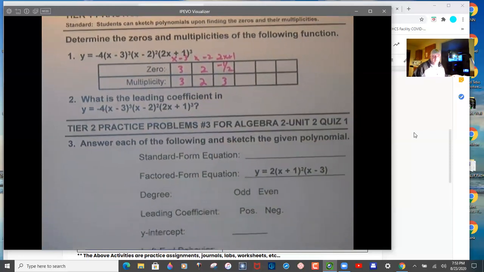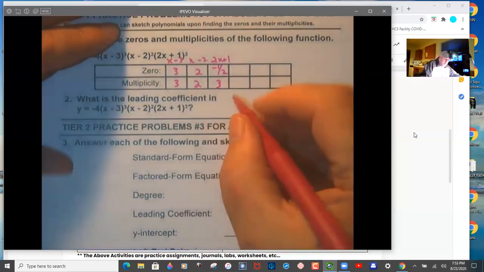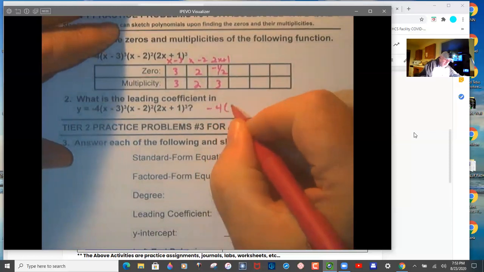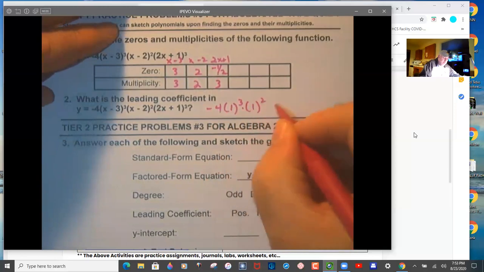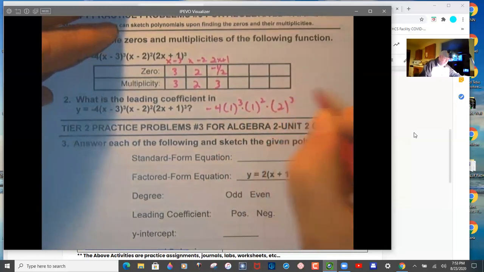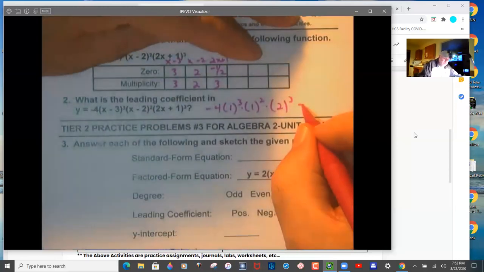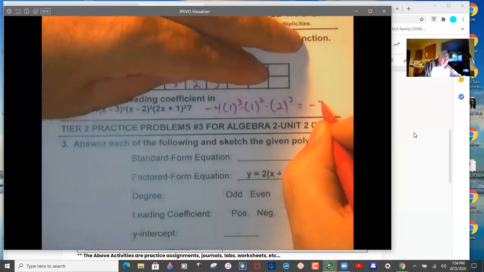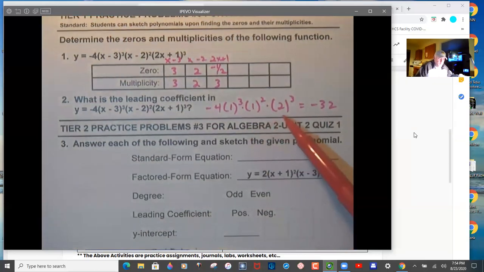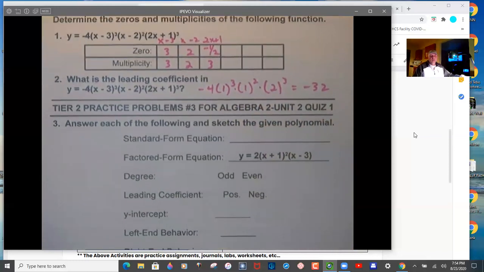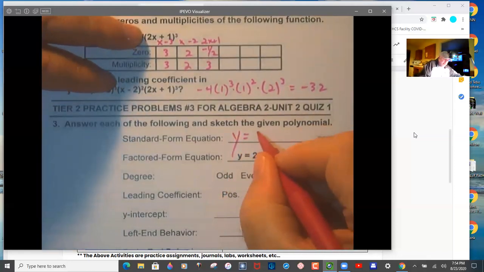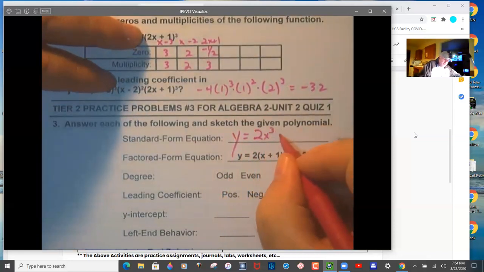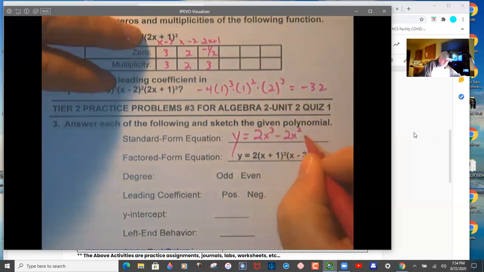What is the leading coefficient in this? So we need to do negative 4 times 1 to the third times 1 squared times 2 cubed. And that is negative 32. So 8 times negative 4. Again, multiply this out. I'm going to let you do that and figure it out because it's stuff that we've covered in the past.